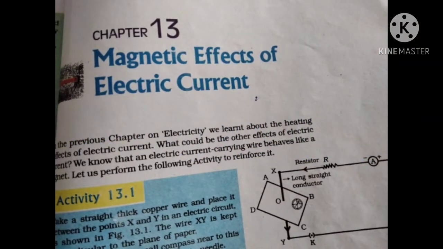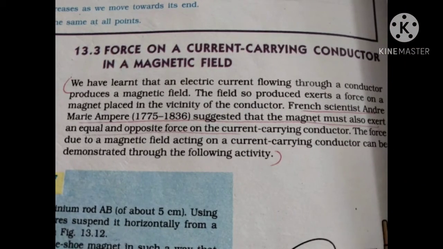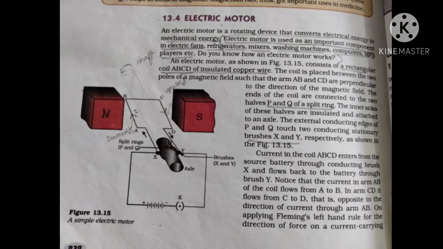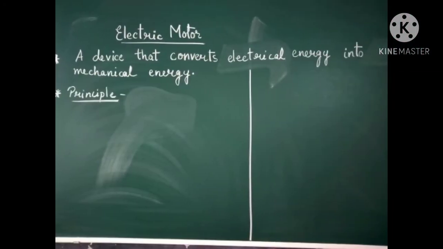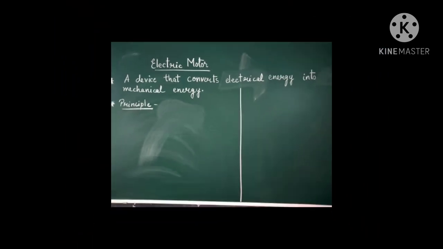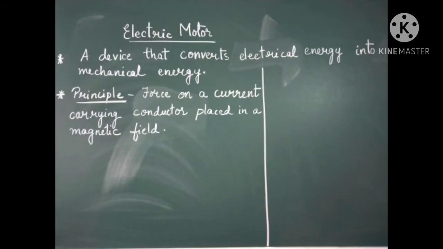Children, we were doing chapter 13, magnetic effects of electric current, and in our last class we did force on a current carrying conductor in a magnetic field. Today let us see an application of this topic. This topic is electric motor. What is an electric motor? It is a device that converts electrical energy into mechanical energy. The principle is the force on a current carrying conductor placed in a magnetic field. And this is the same topic that we did in the last class.